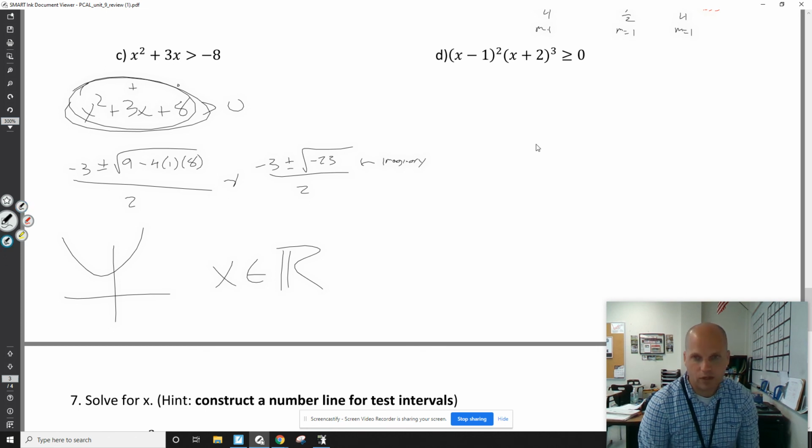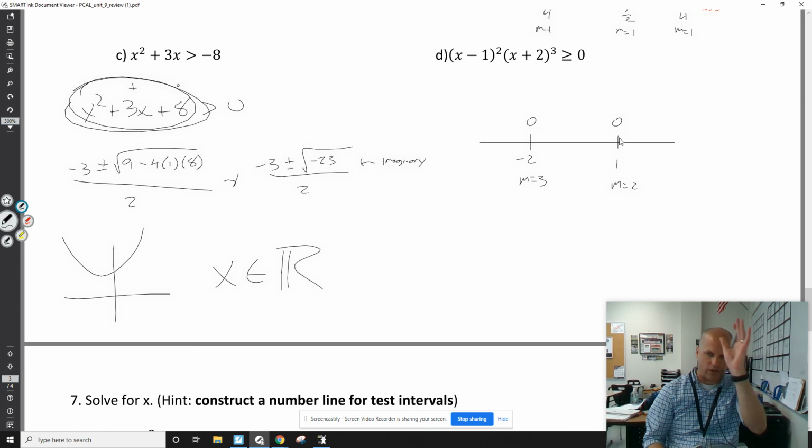This is nice because it's already factored, so I can just visualize and see my zeros are at negative 2, but its multiplicity is 3. Pay attention to that. 1, its multiplicity is 2. Pay attention to that. That means we are not going to change signs at 1. We're going to bounce off. Now, you could sketch the graph to get that shape and just see the bounce.